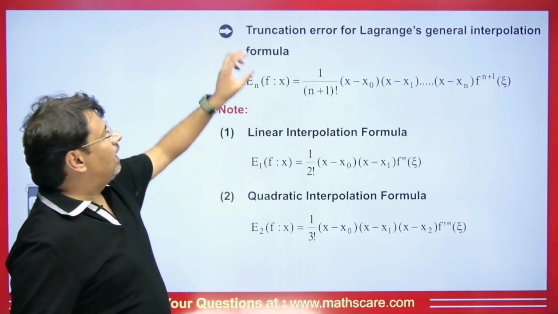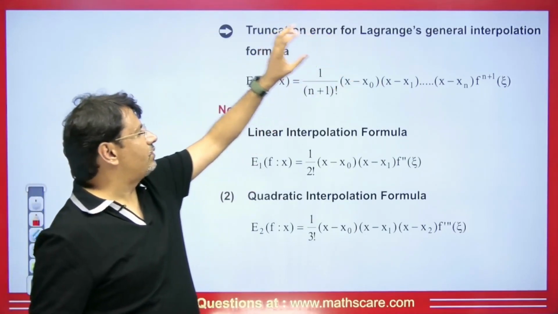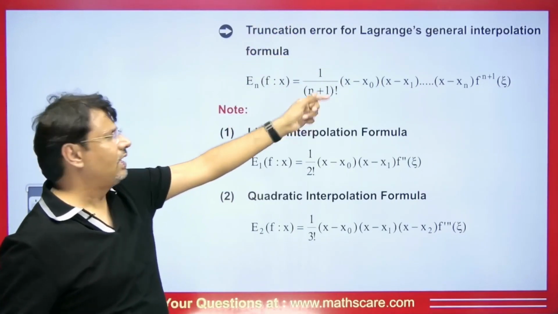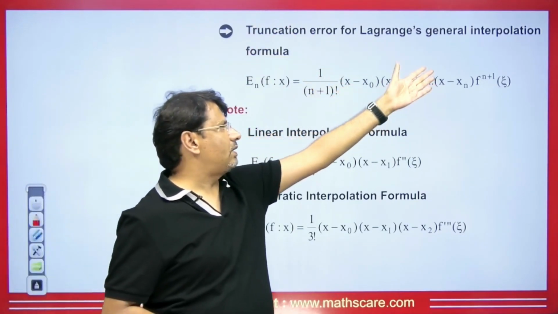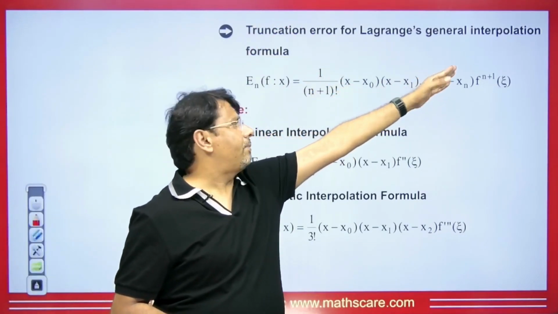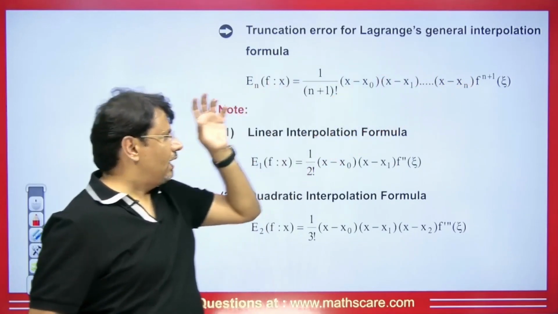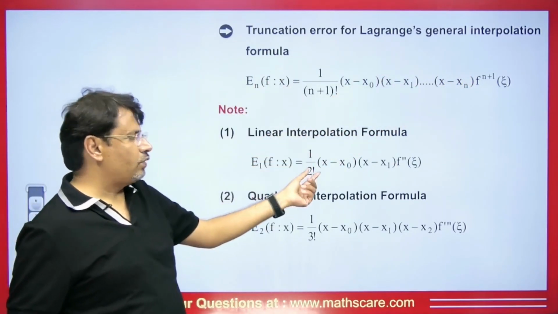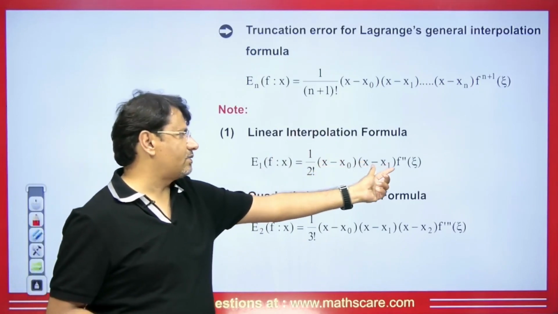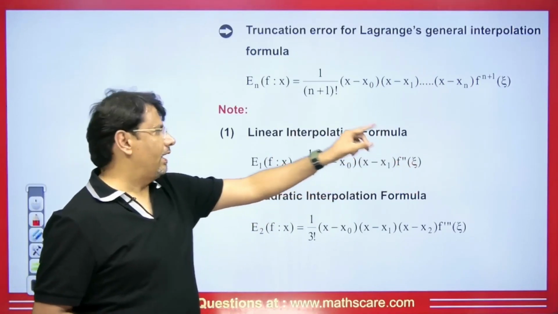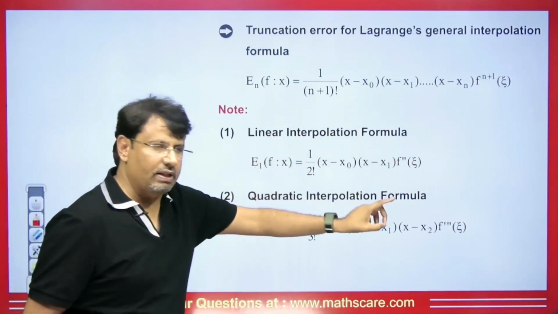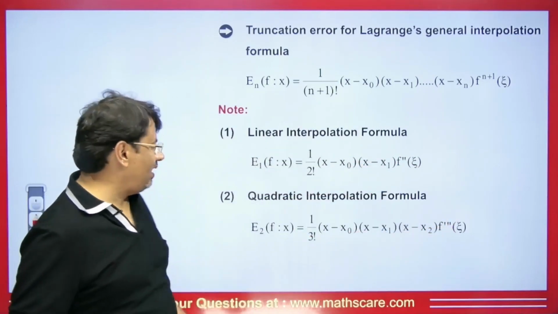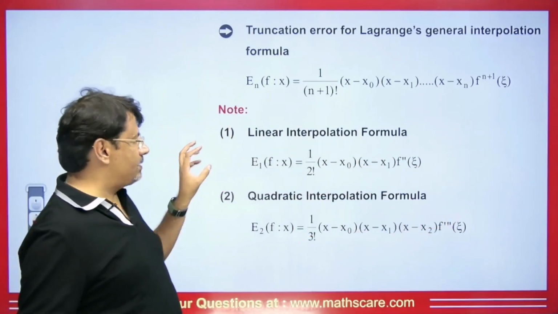If we have a Lagrange general interpolation formula, its error formula is 1 upon n plus 1 factorial, x minus x0, x minus x1 up to x minus xn, f^(n+1) of xi. If we have the linear interpolation formula, then we'll have 1 by 2 factorial, x minus x0, x minus x1, double derivative of xi. If we look at the quadratic interpolation formula, then another term will be added and it will be triple dash xi. Clear?